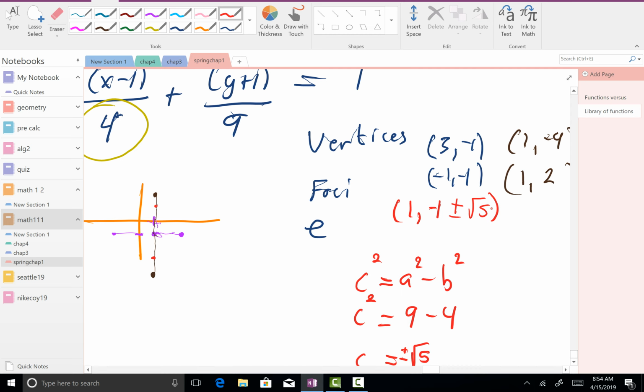Eccentricity, what was that equal to? And C in this case is square root of 5, and A in this case is 3. There it is. So there's my stuff. That one's done. Cool, huh? That's awesome. Completing the square. Isn't that awesome? I knew you'd like it.